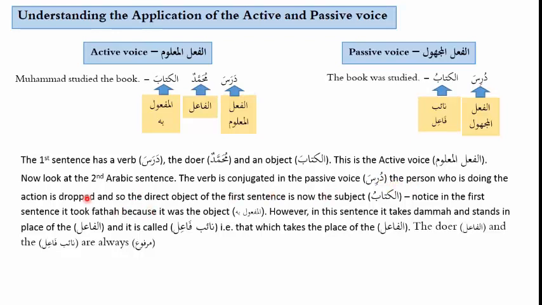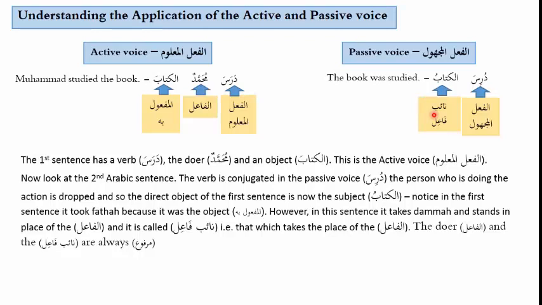The person who's doing the action, as we see here, Muhammad, is dropped. So the actual fa'il, the one who's doing the action, is dropped. And so the direct object of the first sentence is now the subject, al-kitabu. Okay? So this direct object, the maf'ulun bihi, al-kitaba, and notice the maf'ulun bihi is always mansub. It takes a fatha. It now becomes the na'ibu fa'il.